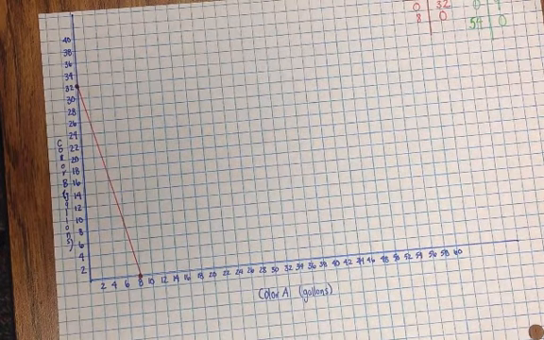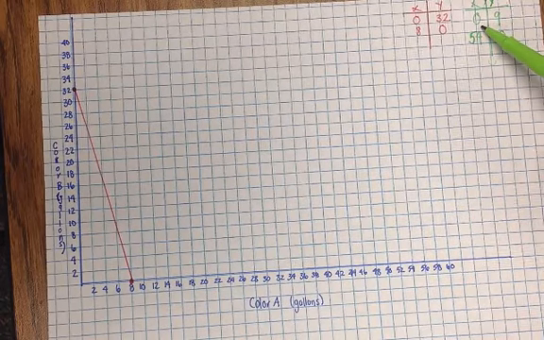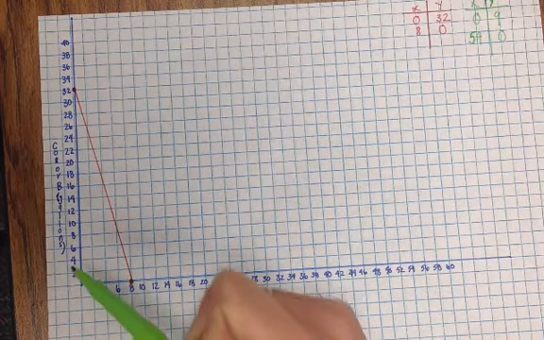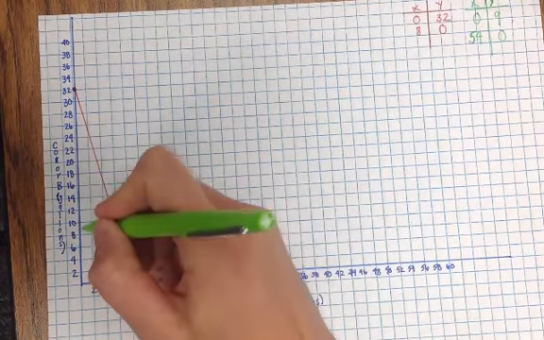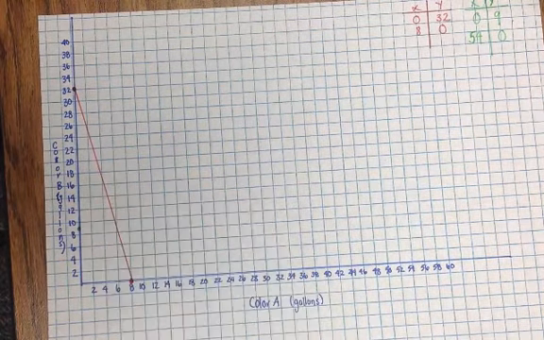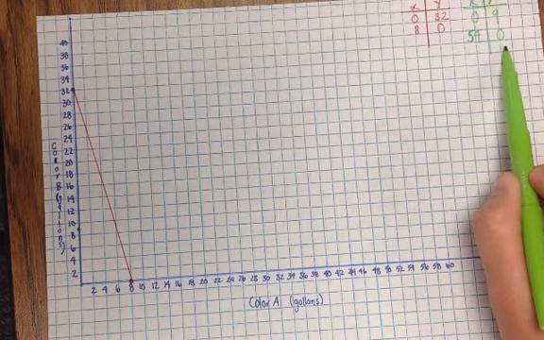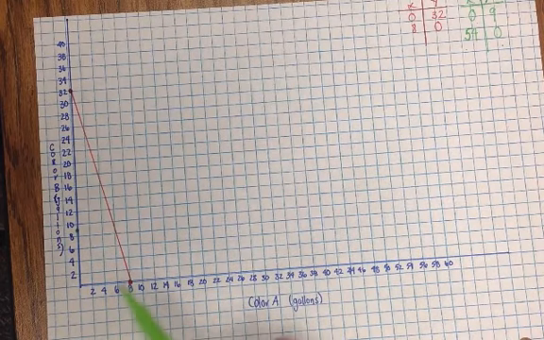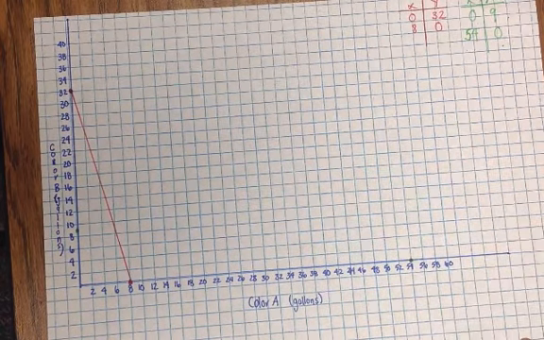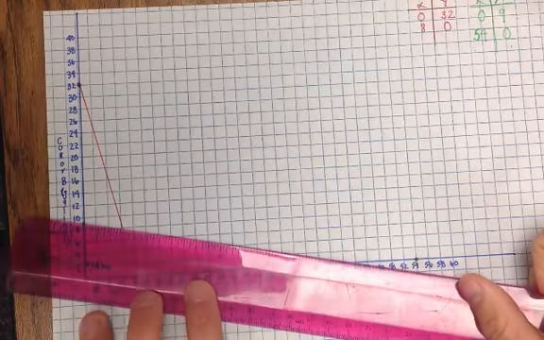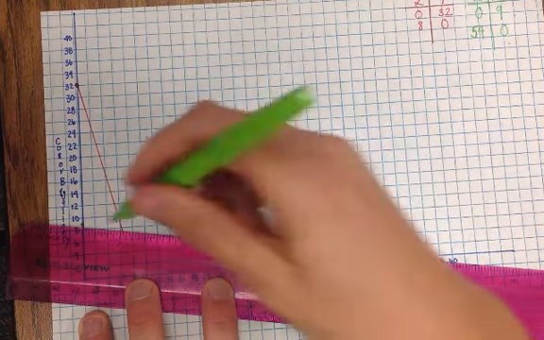For my next function, when x is 0, y is 9. So 2, 4, 6, 8, 10, 9 falls between 8 and 10, so I'm going to put my mark there. When x is 54, y is 0. So on my x-axis, I have to go all the way out to 54 and plot a point. So I have 2 points. I'm going to take my ruler and I'm going to connect them.